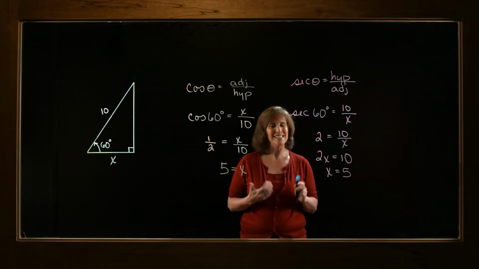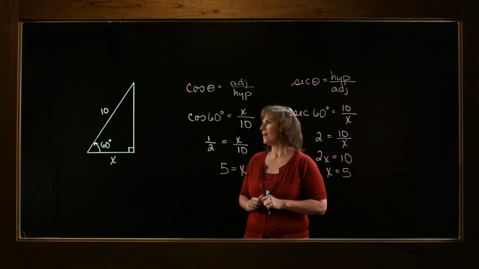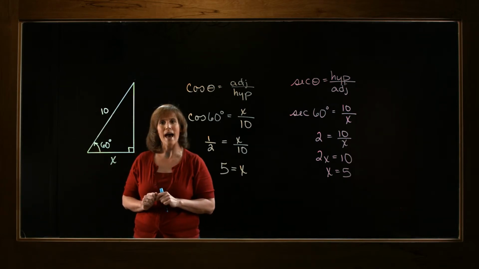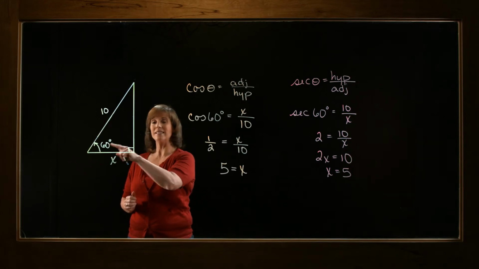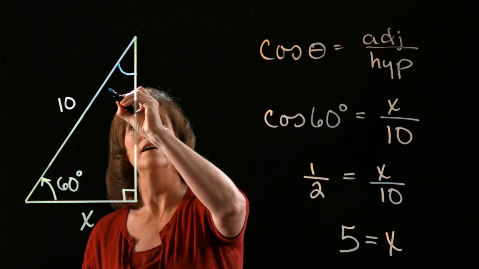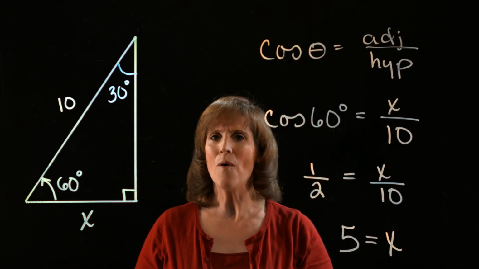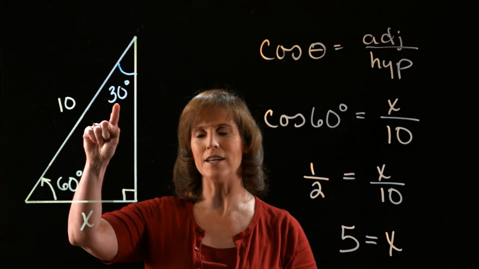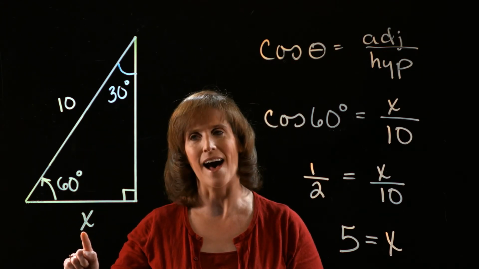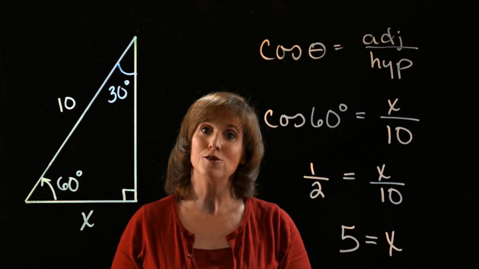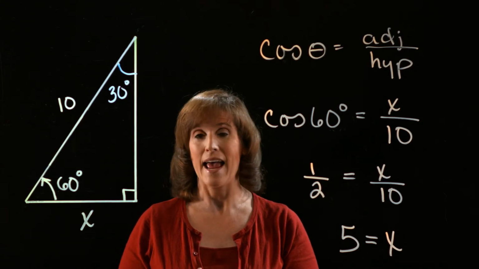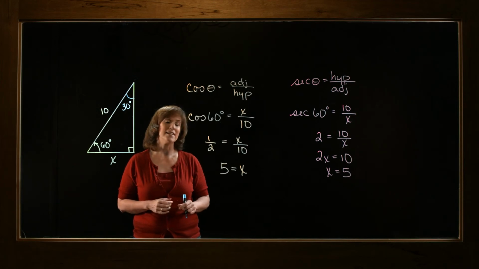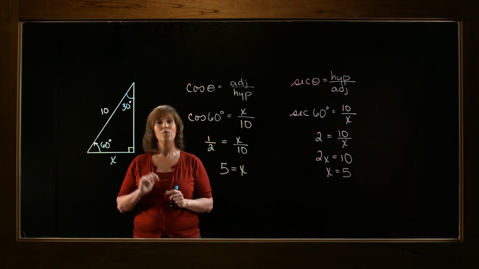Now, guess what? This isn't even the only two ways you can do it. Because I have a right triangle, I know that the sum of those two acute angles has to be 90 degrees. So if this angle is 60, that makes this angle 30 degrees. And now I have a whole other group of trig functions that I could use, because now if I use 30 degrees, I'm looking for the opposite side and I have the hypotenuse. So I can use trig functions that deal with the opposite side and the hypotenuse. In other words, the sine and the cosecant. You'll find if you use these techniques, you're going to get 5 for that leg again.